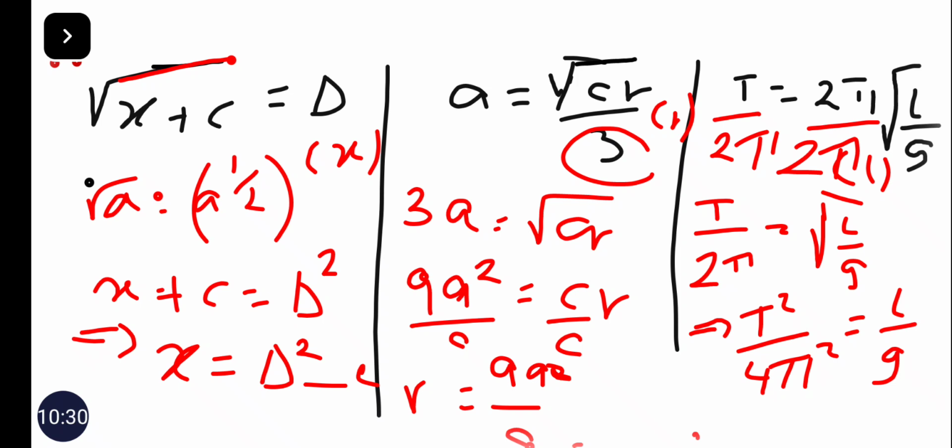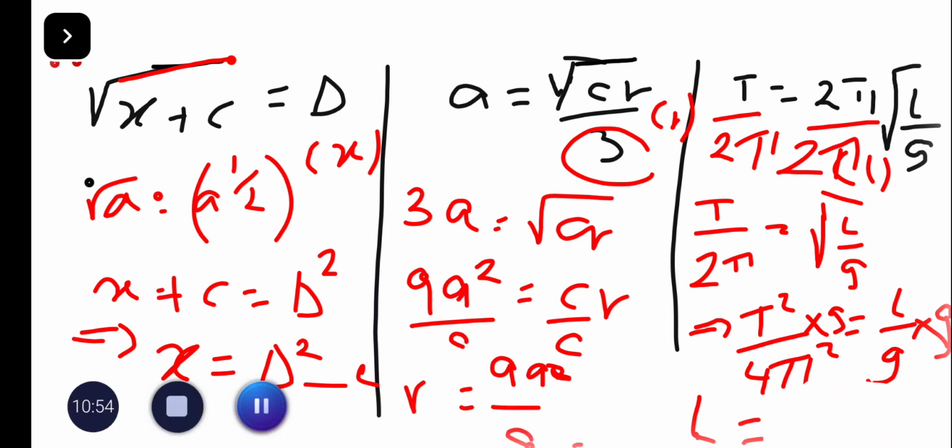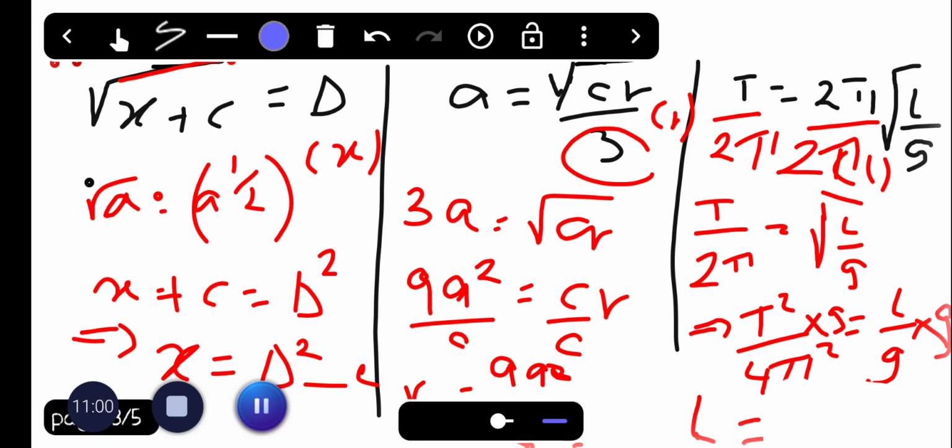But we have division. How do we remove that division? By multiplying both sides by g. Multiply here by g. So our l will be g t squared over 4 pi squared. That is g t squared divided by 4 pi squared.